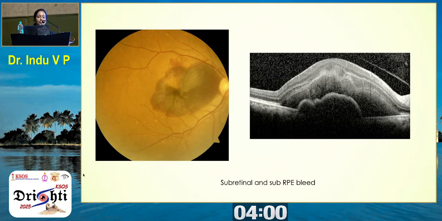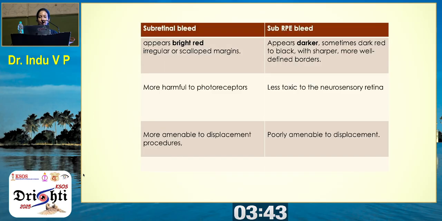So here you can see there is a deep layer hemorrhage, and on OCT you can see that the blood is both in the subretinal as well as in the sub-RPE component. It has a sub-RPE and subretinal component, and because there is blood in the sub-RPE component, there is shadowing posteriorly. So how will you differentiate between these?